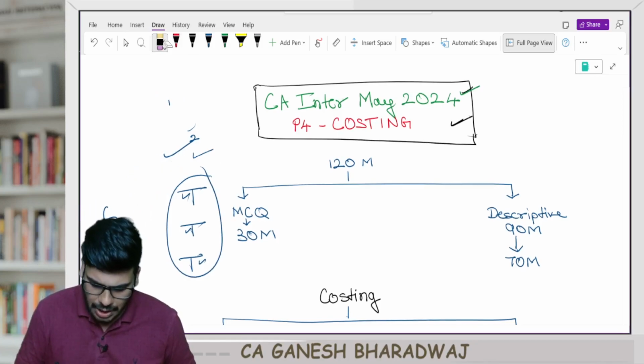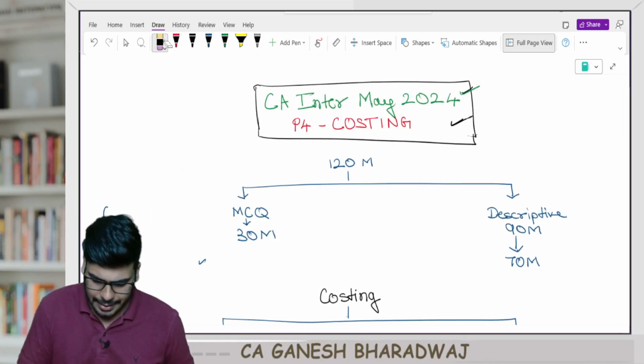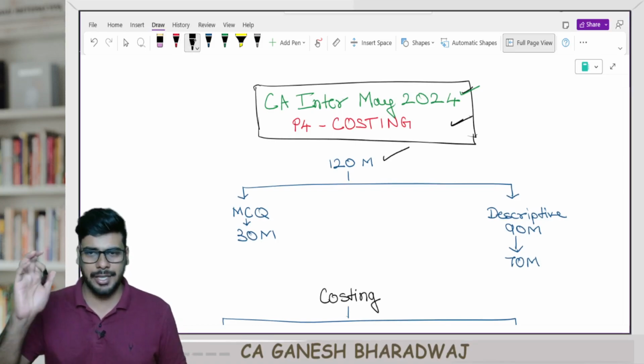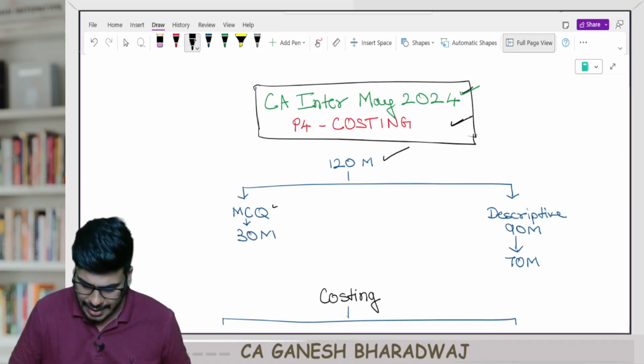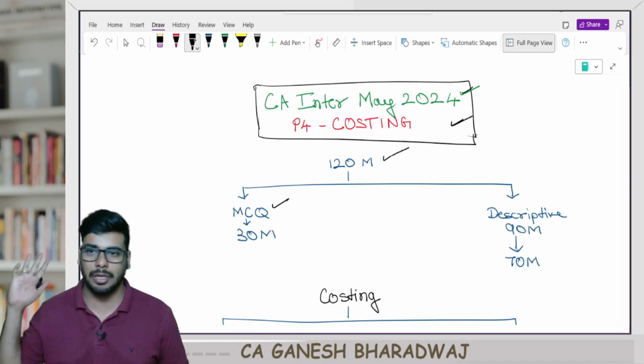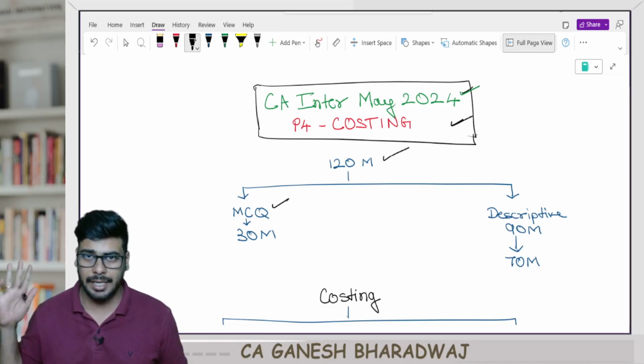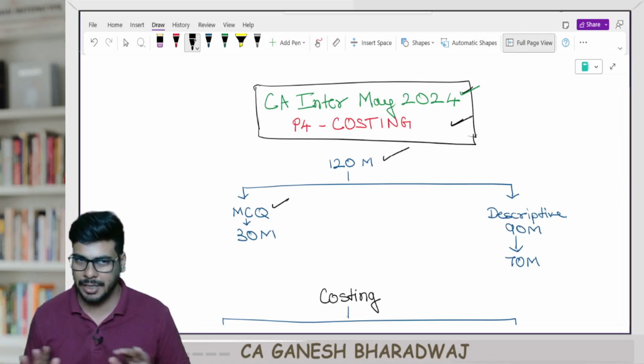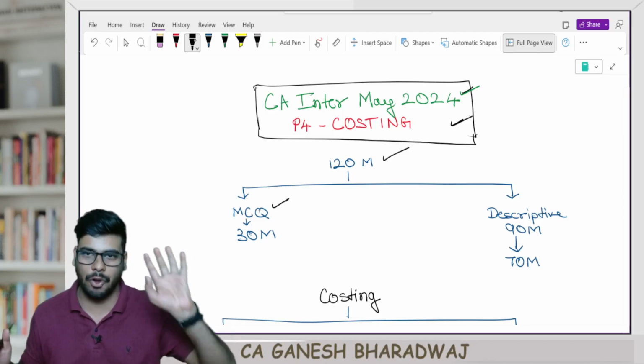Now, if you see, our exam is going to be for 120 marks, right? Out of which the institute has made it very clear that MCQs are going to be tested for 30 marks, and as on date, they have not told anything about negative marking, so we can safely assume that there is no negative marking, at least for your May exams.